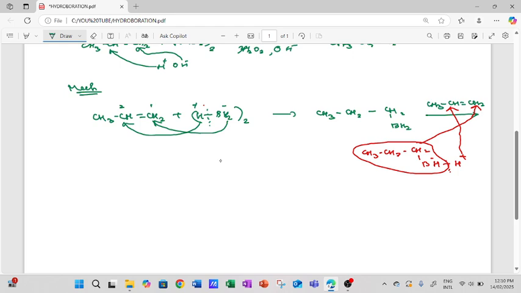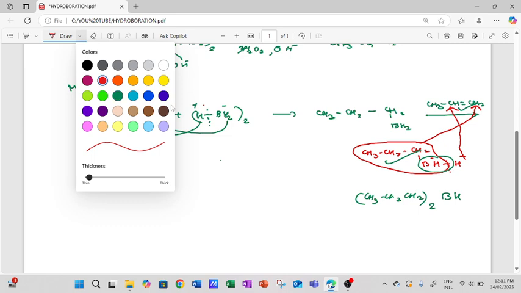So we get the product CH3, CH2, CH2, that is one time, and the added one is also CH3, CH2, CH2, the same propyl group. Propyl group two times, and the rest we need to add is only BH because H plus has already gone. This is the second product.